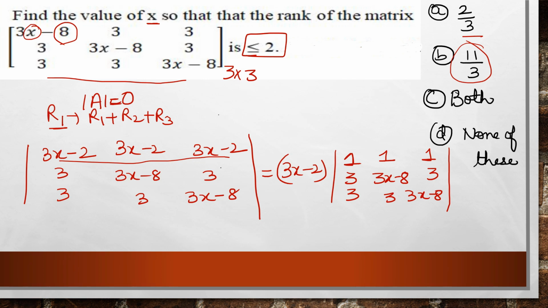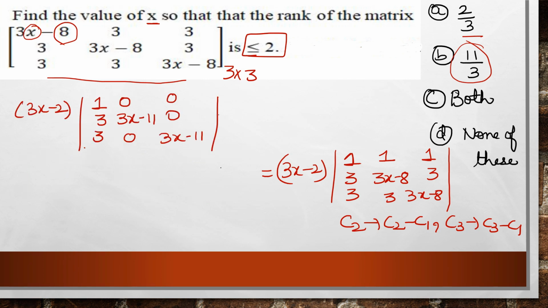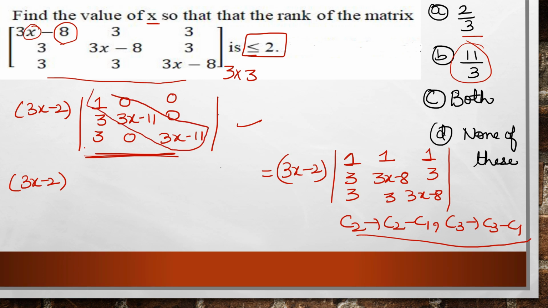Now next, see what you need to do, apply column operations. So column 2 minus column 1, column 3 minus column 1. Okay, I'm just simplifying this in order to find the determinant. Now see here 3x minus 2 as such, and after applying these operations we'll get this. Now this is simple to expand because this is a triangular matrix. Now find the determinant. Determinant will be the product of diagonal elements, right?